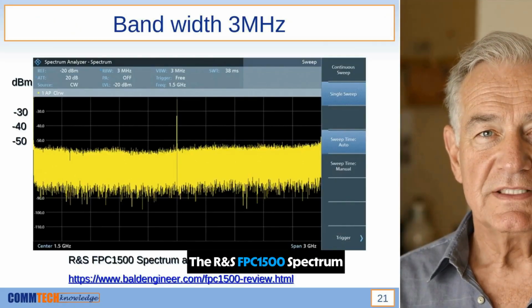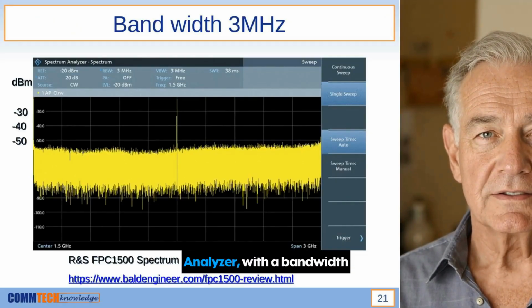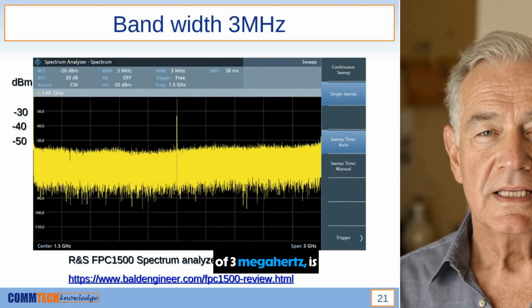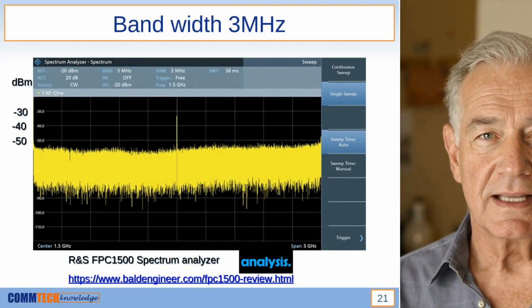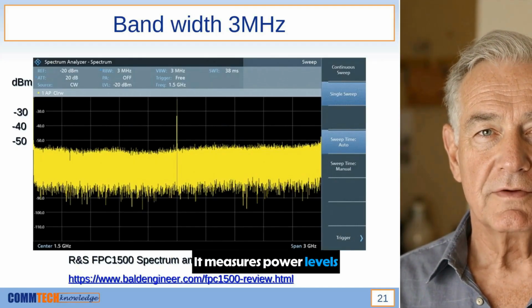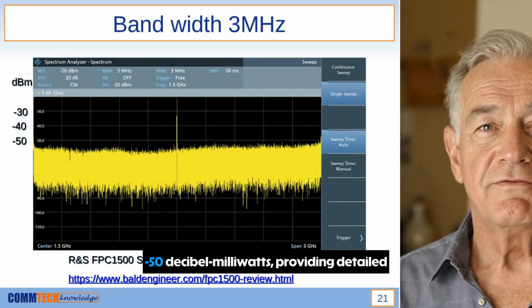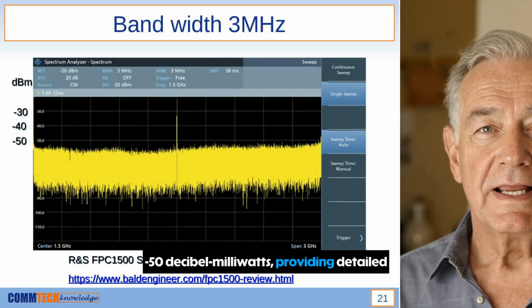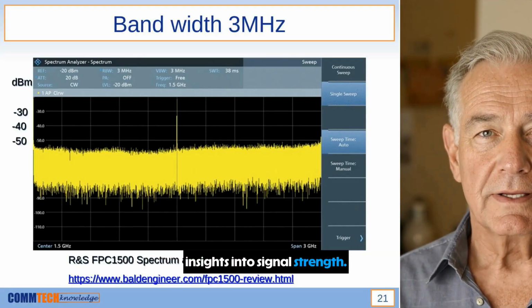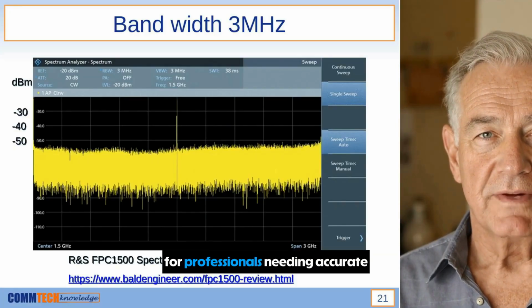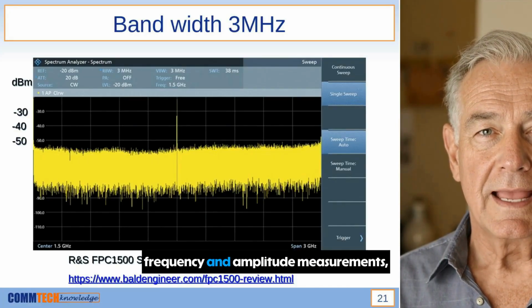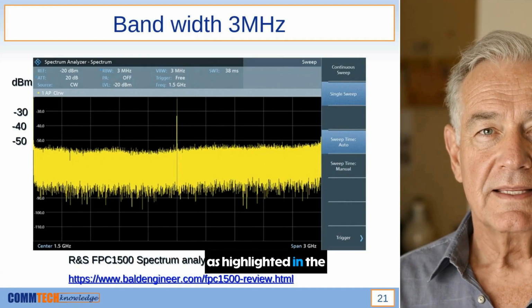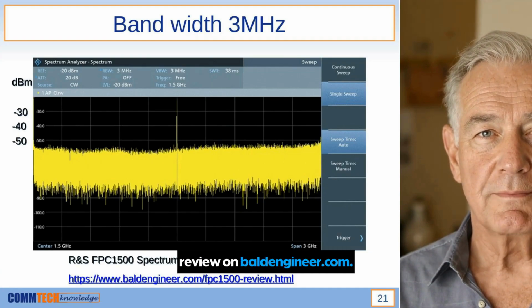The R&S FPC1500 spectrum analyzer, with a bandwidth of 3 MHz, is crucial for precise signal analysis. It measures power levels from minus 30 decibel milliwatts to minus 50 decibel milliwatts, providing detailed insights into signal strength. This tool is essential for professionals needing accurate frequency and amplitude measurements, as highlighted in the review on buldengineer.com.